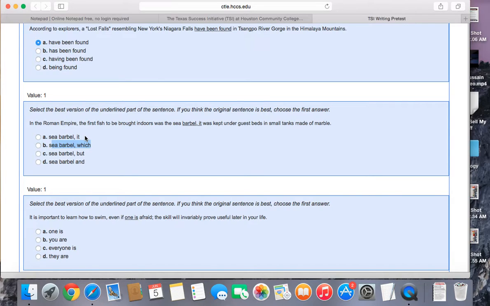Because this is showing in addition. In addition, it was kept under guest beds, because you can join these two sentences. You feel me, guys? And additionally, was kept under. This sentence right here is the same topic, exactly the same thing as this. So you want to put additionally, which is another word for addition.